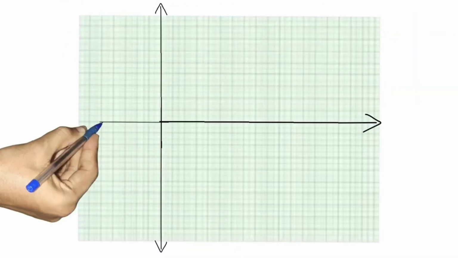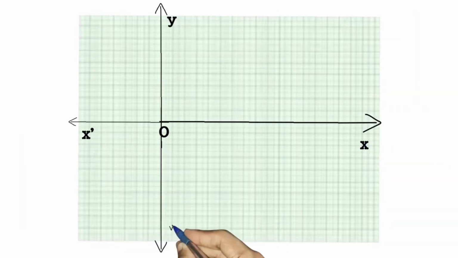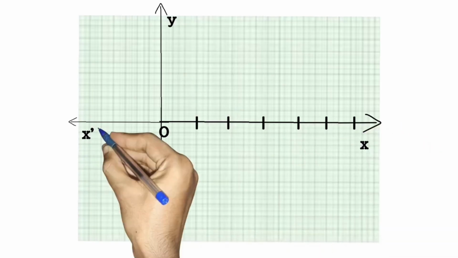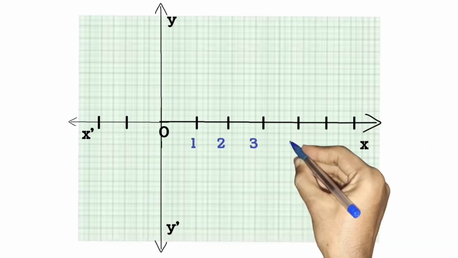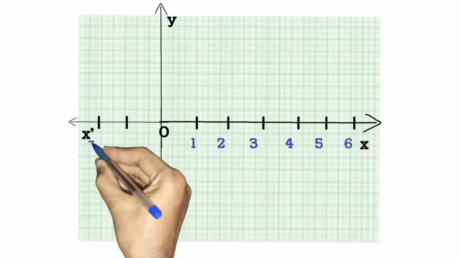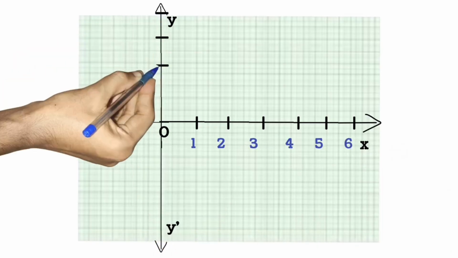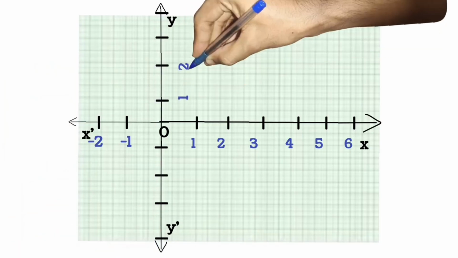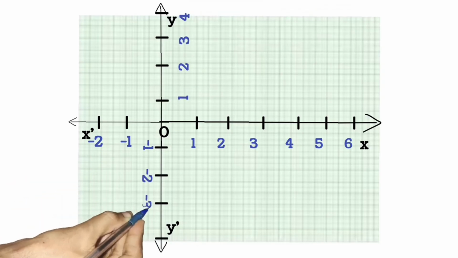Take a graph paper and draw a vertical line and a horizontal line with arrows at both ends. Now mark the intersection of the lines as the center 0. Now mark the horizontal line with x and x dash and the vertical line with y and y dash. Now divide the x-axis with equal divisions of a scale of 1 unit and mark positive numbers on the right side of the origin and negative numbers on the left side of the origin. Similarly, divide the y-axis with equal divisions of a scale of 1 unit and mark positive numbers above the center 0 and negative numbers below the center 0.